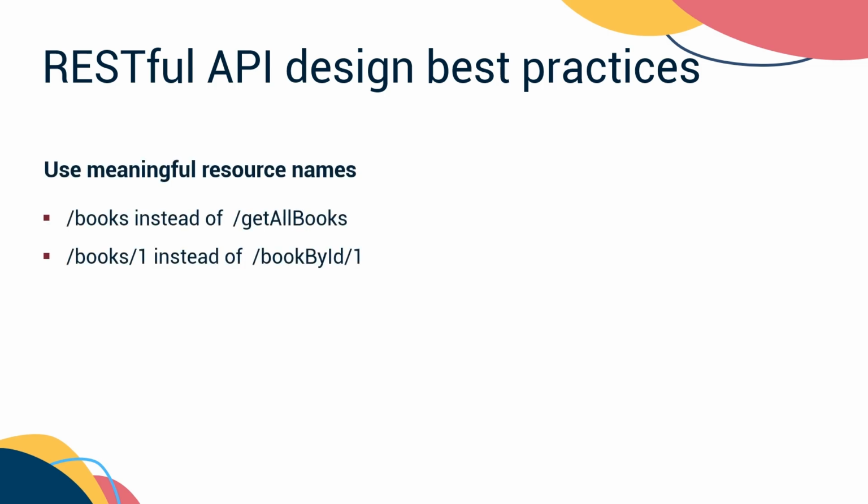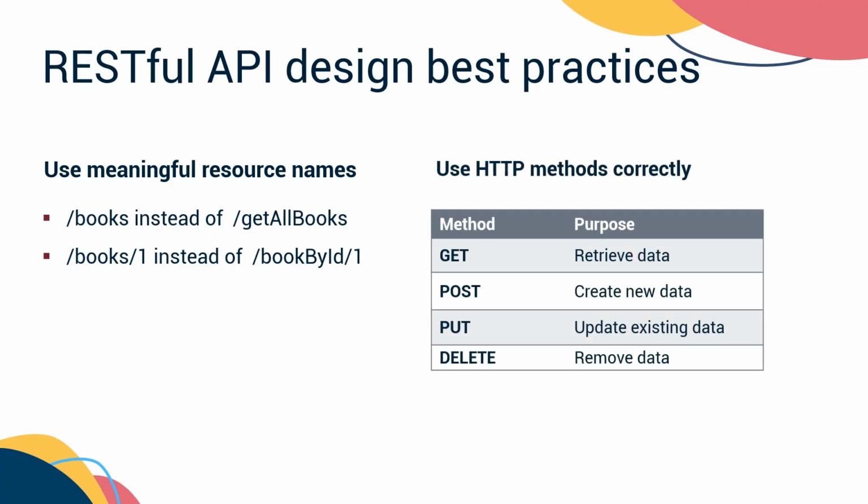Use clear and meaningful resource names in REST APIs. Endpoints should represent resources, not actions. Use HTTP methods to perform CRUD operations. GET retrieves data, POST creates new data, PUT updates existing data, and DELETE removes data.